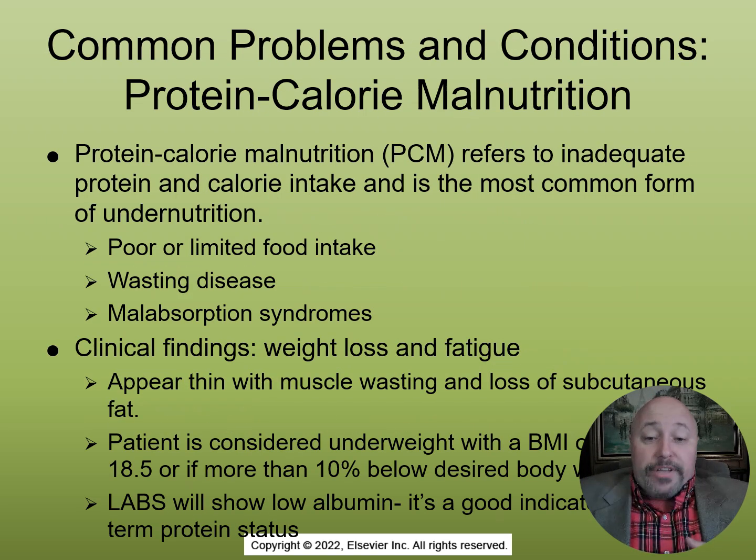When it comes to protein calorie malnutrition, this refers, just as it sounds, to inadequate protein and calorie intake. It's going to be the most common form of undernutrition. Causes include poor or limited food intake, wasting diseases, malabsorption syndromes, or issues with the GI tract. The patient may appear thin with muscle wasting and loss of subcutaneous fat. And again, that patient is going to be considered underweight with a BMI under 18.5.